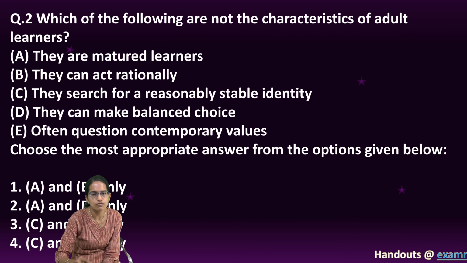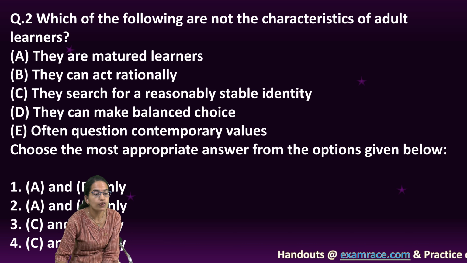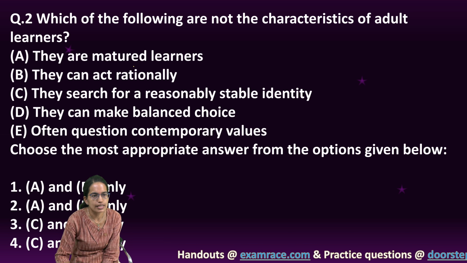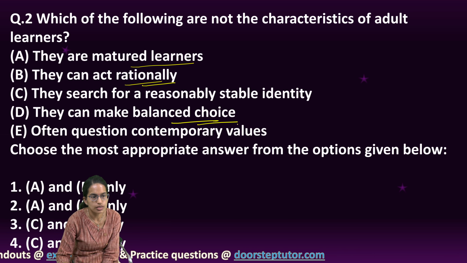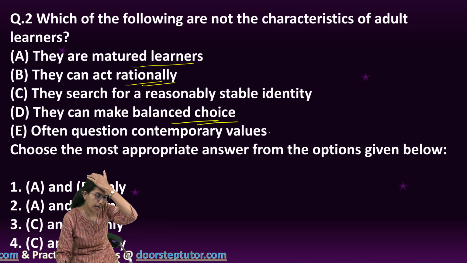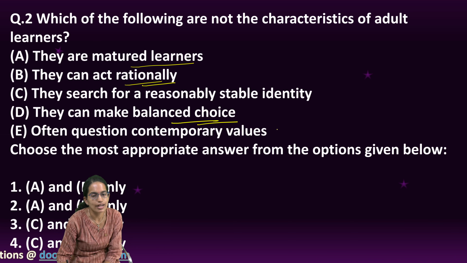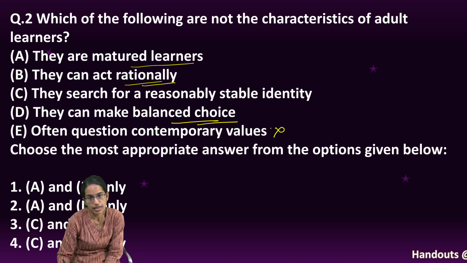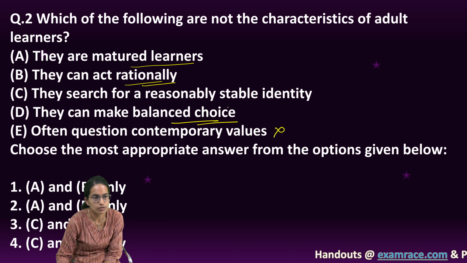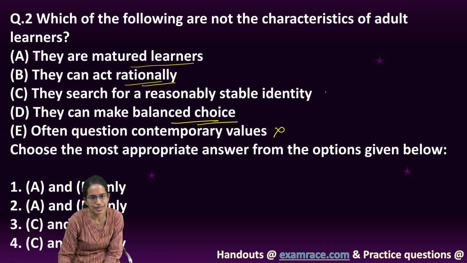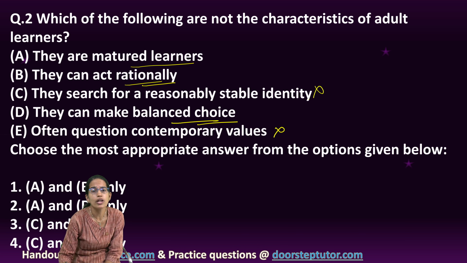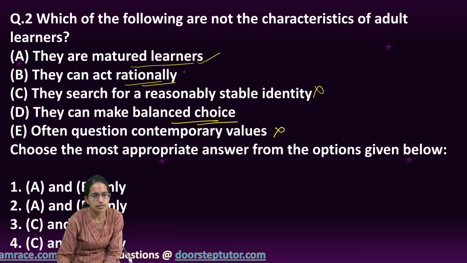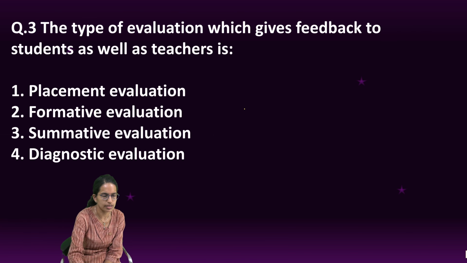The next is, which of the following is not a characteristic of adult learner? So adult learners are matured, they can think rationally, and they can make a balanced choice. However, the idea is not that they have contemporary values, okay, or they question the contemporary values. They may or may not question the contemporary values, and they search for a stable identity. That's again not a reason for an adult learner. So 1, 2 and 4 are the correct options here.